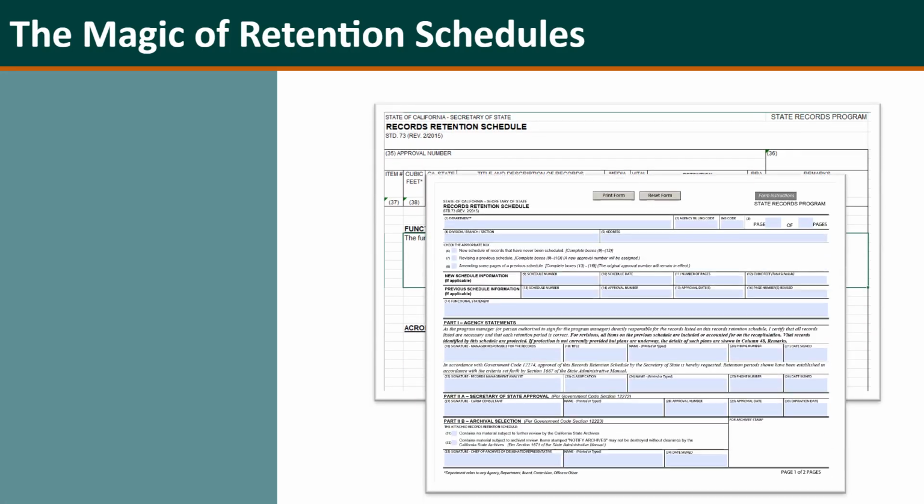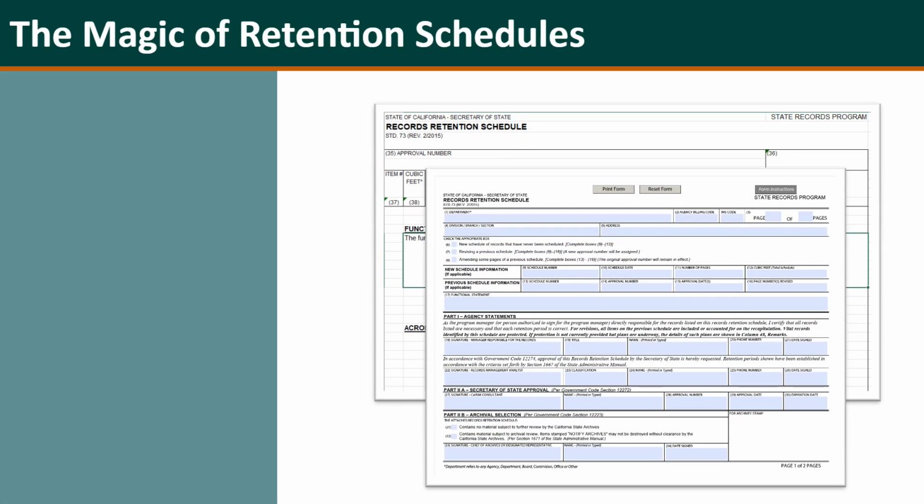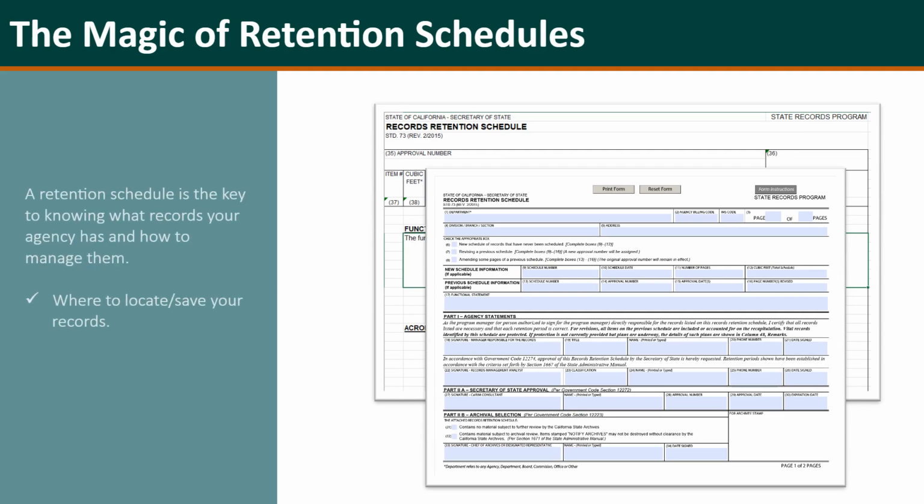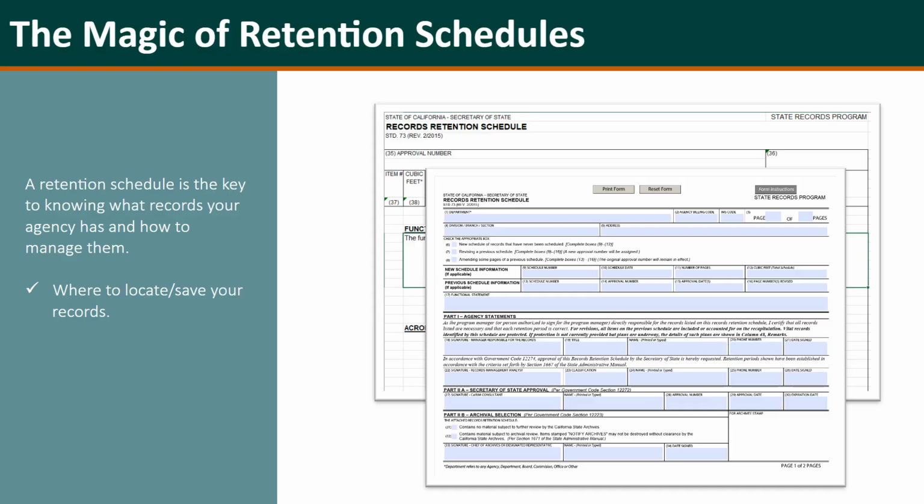Now let's talk about those retention schedules we keep mentioning. A retention schedule is an amazing tool for all employees because it's the key to knowing what records your agency has and how to manage them. It also explains how long you keep your records based on the function they perform within your office. Every employee of your agency should have access to your retention schedule so you can locate your records, know how long to keep them, and whether they can be destroyed or have enduring historical value and need to be transferred to the state archives for permanent preservation.